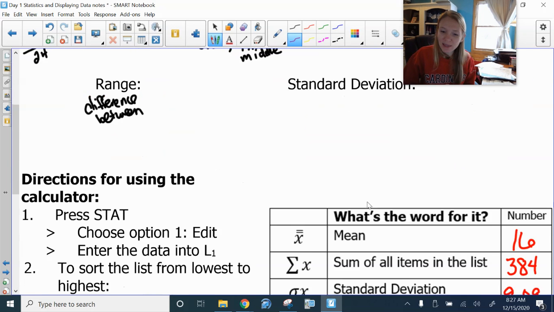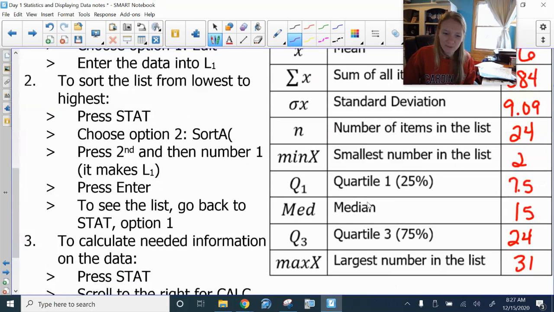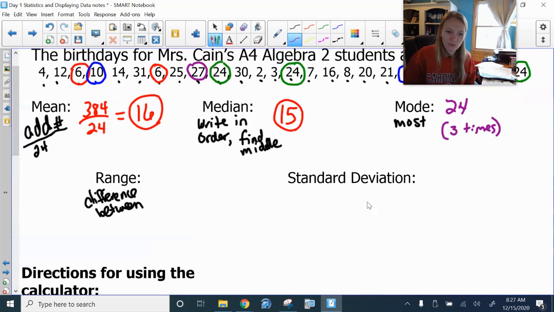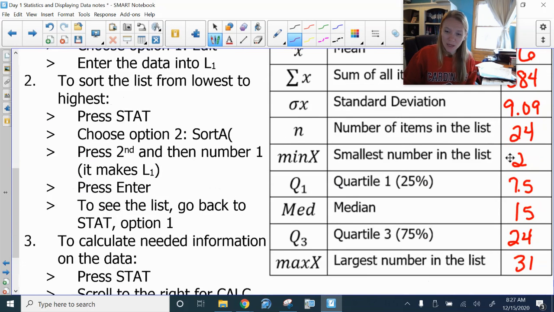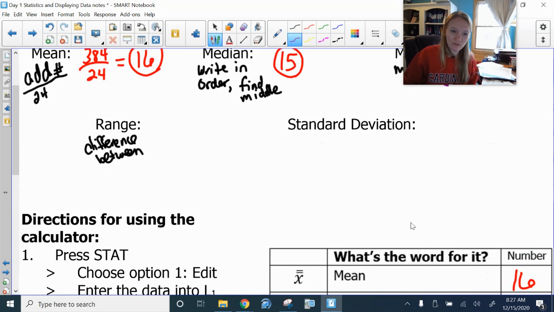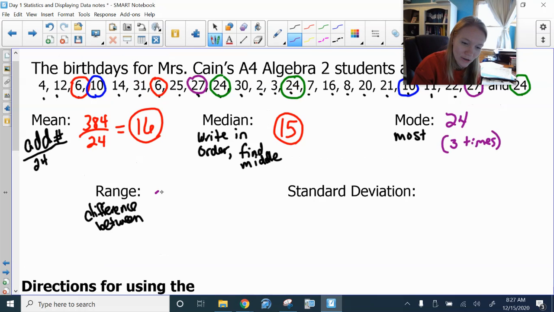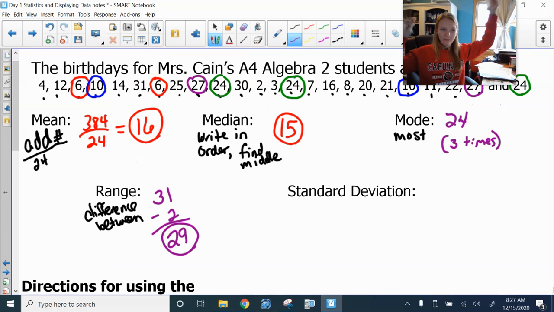The range is the difference between. That is also something the calculator does not find for you. So the range would just be the highest number minus the lowest number. It does tell us our minimum and our maximum. Our minimum was 2 and our maximum was 31. So all we're going to do to find our range is subtract 31 minus 2, and we get 29 as our range. So there are 29 spaces from the lowest number to the highest number.